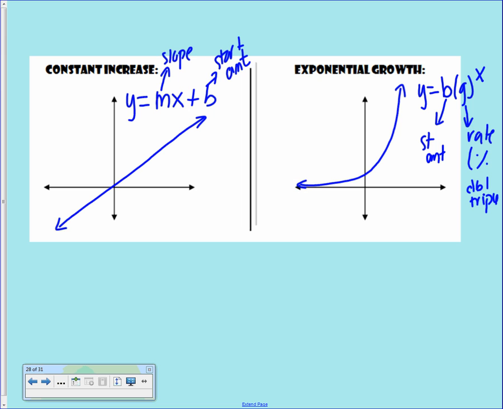or maybe even quadruple. Okay, so the difference between these two is if we are adding or subtracting, which is linear increase, or exponential growth, meaning we are multiplying by the same amount each time. So multiplying by double, triple, quadruple, etc. So let's go ahead and look at some examples.